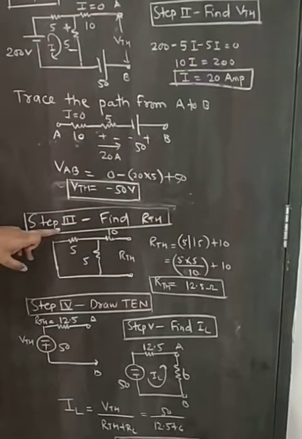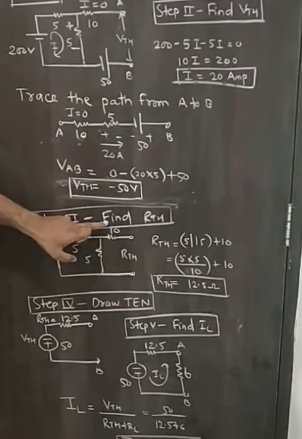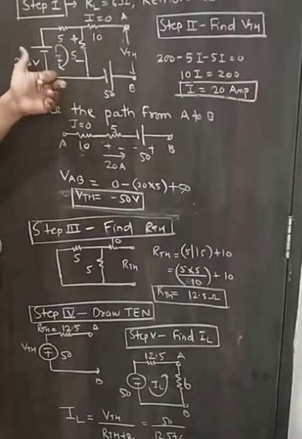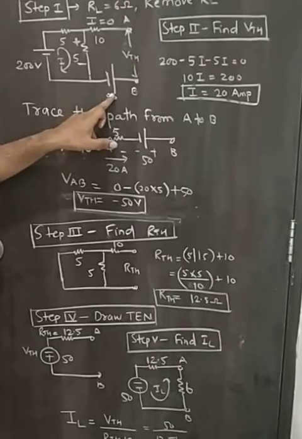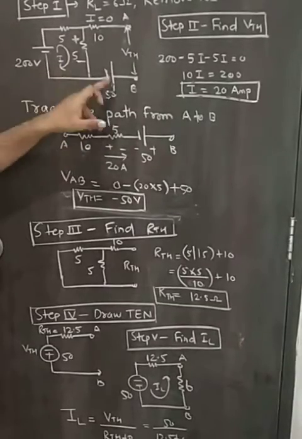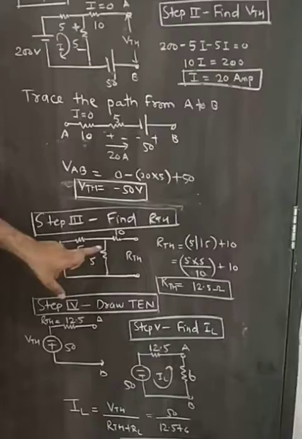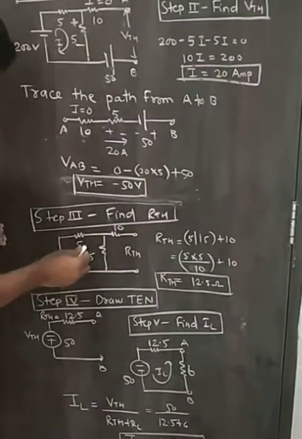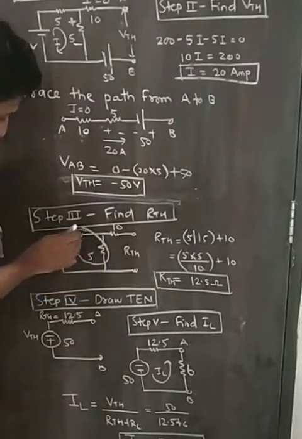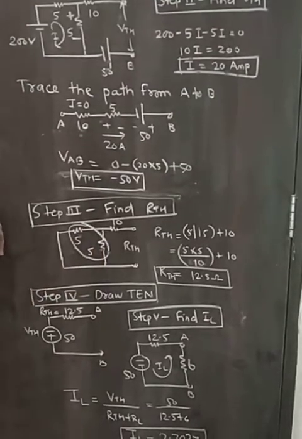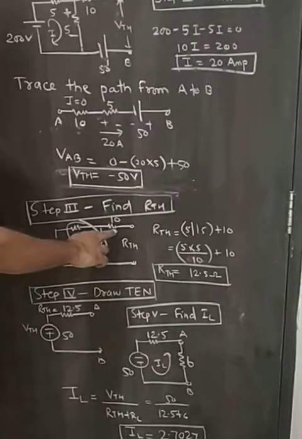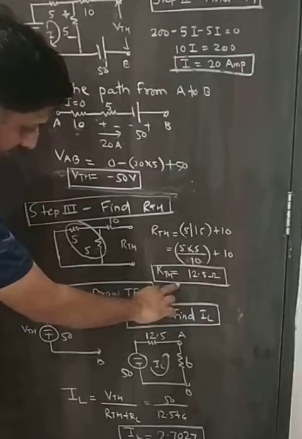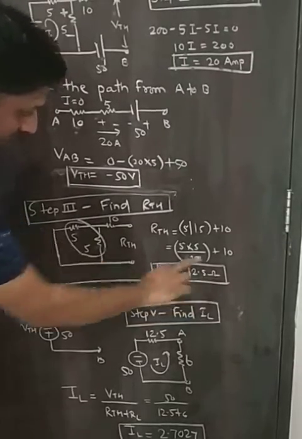In step 3, we have to find the equivalent resistance of the network. We replace all the voltage sources by their internal resistance, if any, otherwise short circuit. So we short circuit these two voltage sources. After that your network becomes like this. This 5 ohm and this 5 ohm are connected in parallel, and their equivalent resistance is in series with this 10 ohm. So 5 parallel 5 plus 10 becomes 12.5 ohm.